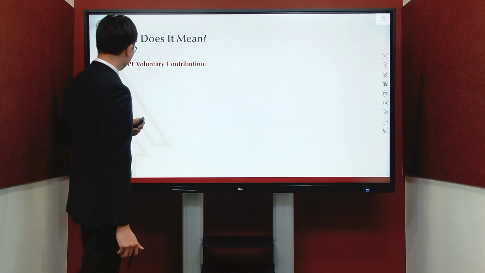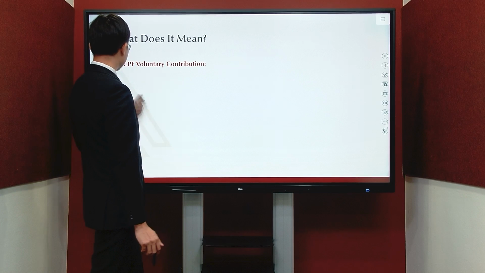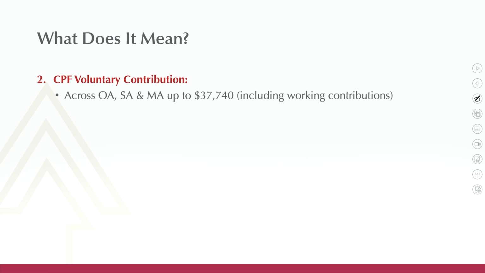Let's take a look at the second way that you can do the contribution or topping up to your CPF accounts. The second way is called the CPF Voluntary Contribution. When you put money through this voluntary contribution, it will be split into your Ordinary Account, Special Account, and MediSave Account according to the allocation rates of your age band. There is a maximum amount that you can top up every year, which is $37,740.